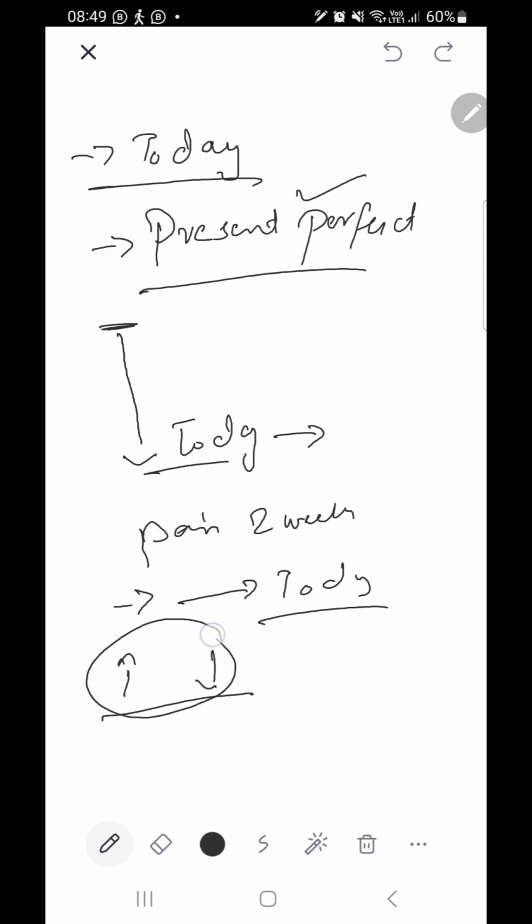In both scenarios, we can use has. His pain has increased. Despite being given a painkiller, his pain has increased, right? Or his condition has improved. In today's visit, we use the present perfect tense first of all, or present perfect continuous, depending.